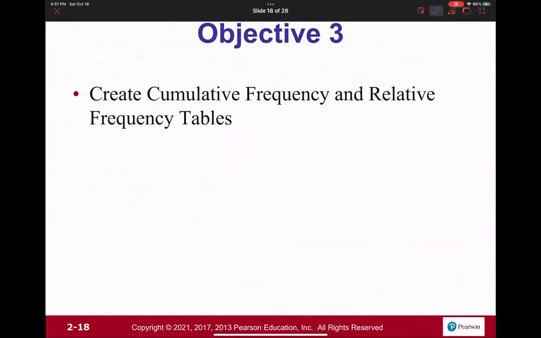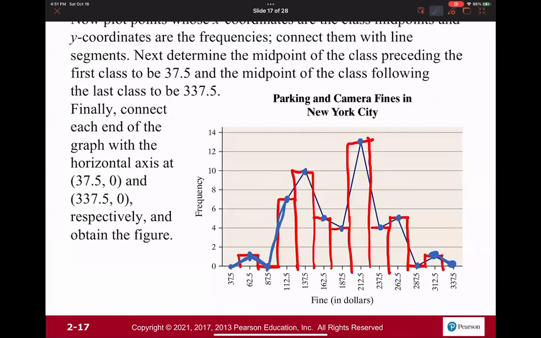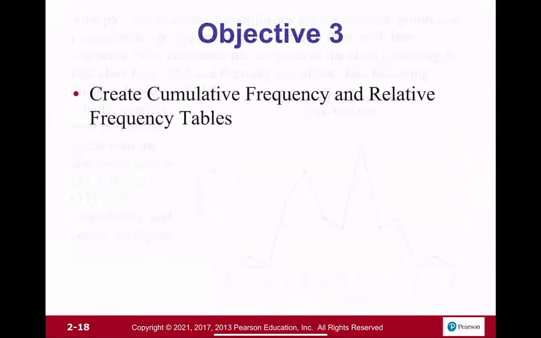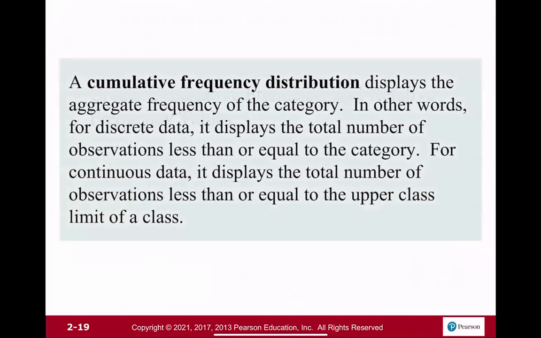So now that we have that, we could also do that with the relative frequency. So remember, this is just regular frequency. We could do this with the relative frequency, dividing each of these values by the total number. So like dividing 13 by the total number of whatever it was earlier. But now with cumulative frequency, it's just a little bit different. A cumulative frequency distribution displays the aggregate frequency of the category. So in other words, for discrete data, it displays the total number of observations less than or equal to. So remember, we're always going to start with 0 and stop wherever it tells us to stop.